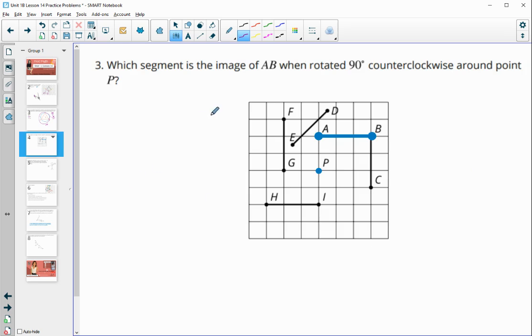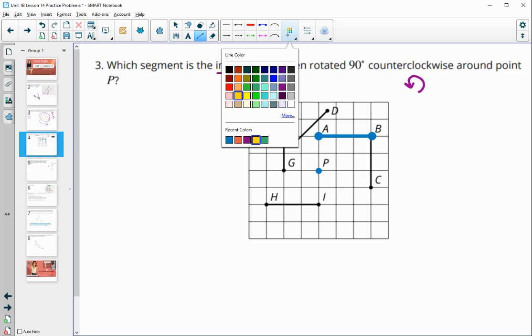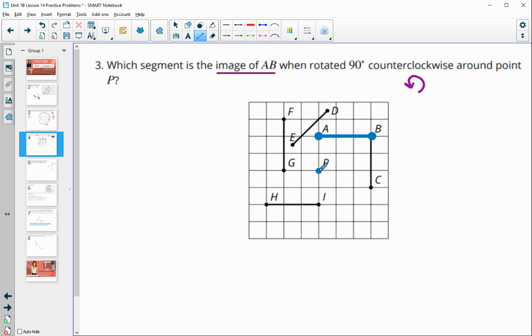Number three, which segment is the image of AB after a 90 degree rotation counterclockwise around point P? So I've identified the fixed point on there, the segment, and then we want to go in a counterclockwise direction. So maybe you can see this right away, maybe you can't, but remember that angles of rotation, they will create that angle when you connect the center point to the original and then the center point to the image. And so we want to go 90 degrees counterclockwise. So that's what I drew was a 90 degree angle here.